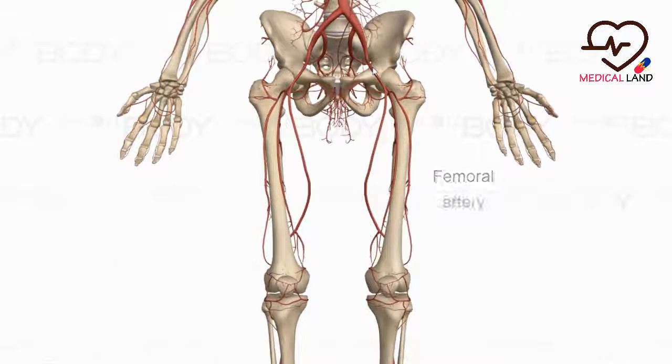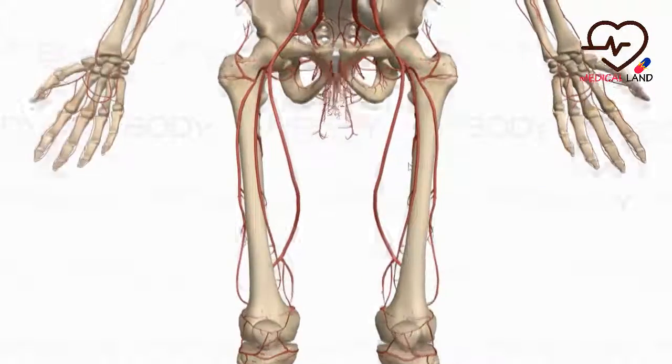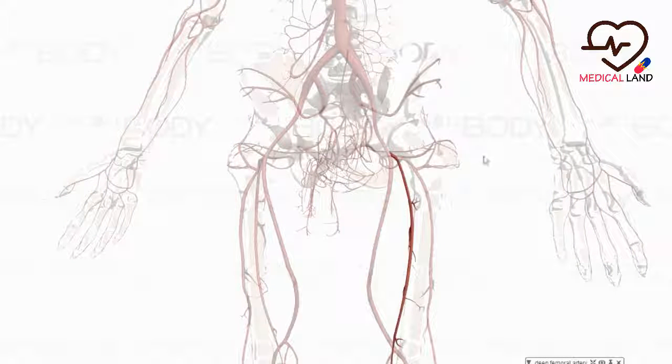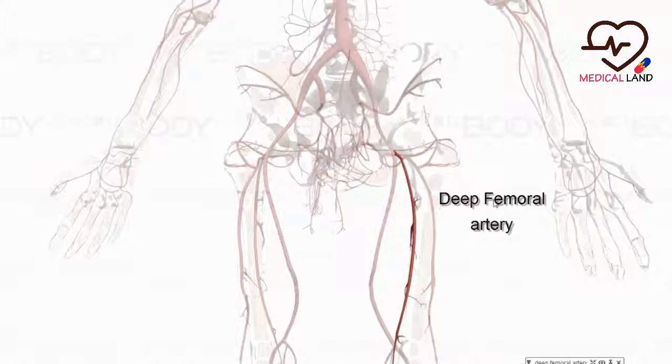And one thing to notice is the femoral artery is fairly superficial in the inguinal region, in the groin region here. And then it's going to start to go deep. Now right there, we do have a deep femoral artery, which is one of the first branches coming off the femoral artery.